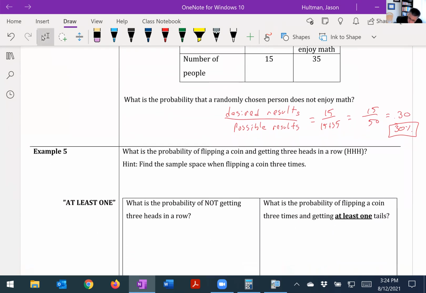Okay, what is the probability of flipping a coin and getting 3 heads in a row? Heads, heads, heads. Find the sample space when flipping a coin 3 times. So the sample space is going to be all the outcomes of flipping a coin 3 times. So the first flip, I could get heads or tails, right? That's the first flip. So the second flip, I could get either heads. So I could get heads, heads, or heads, tails, right?